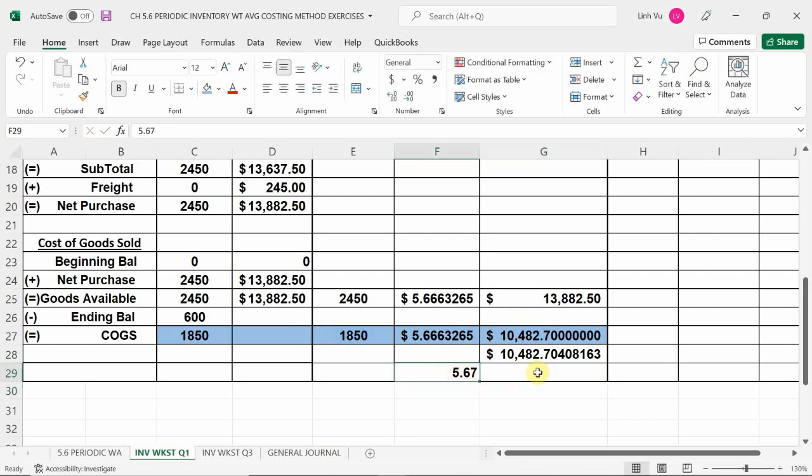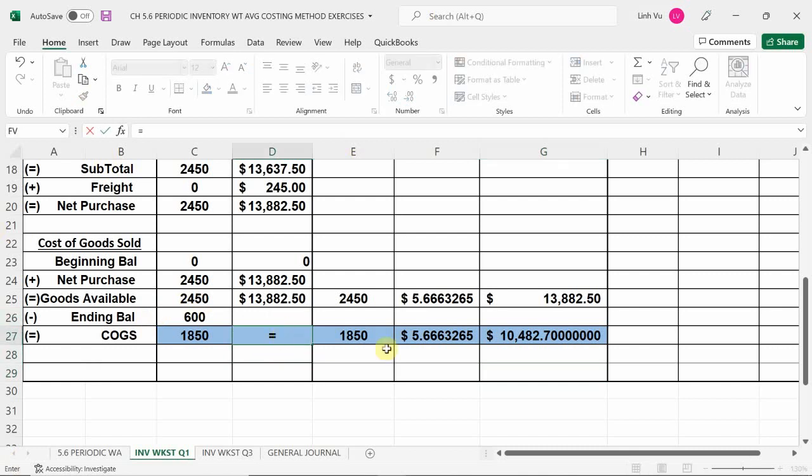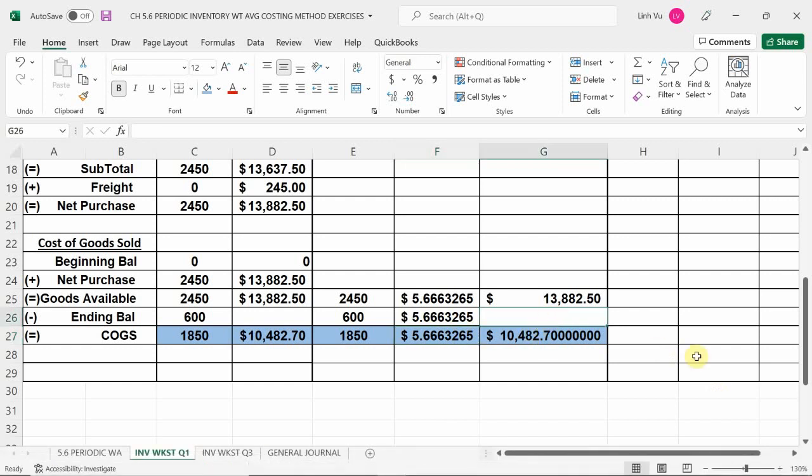Now, I can also do the same thing here too, is what if I wanted to solve for my ending balance? Okay? If I wanted to solve for my ending balance of 600 items, right, costing $5.663265, right? And I entered in that same exact formula, okay?